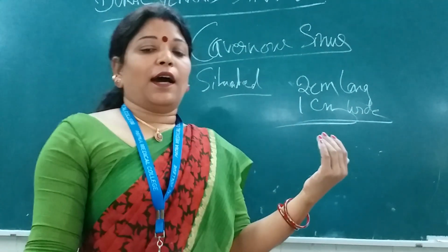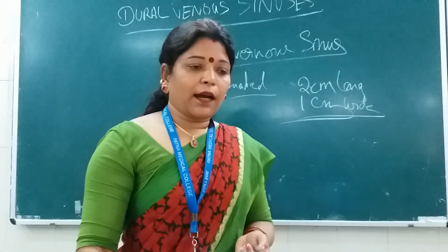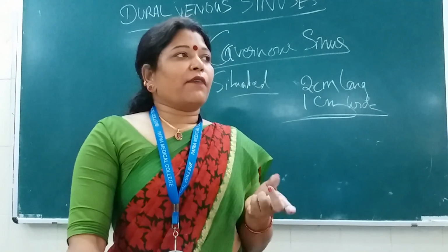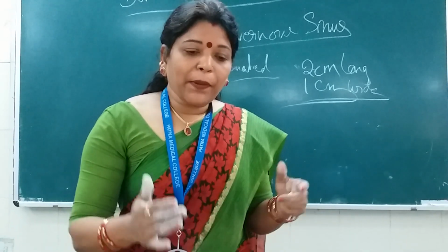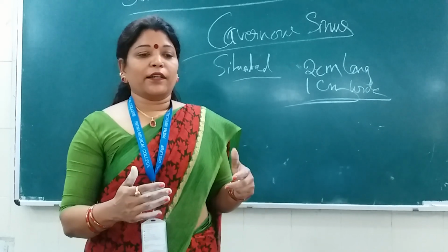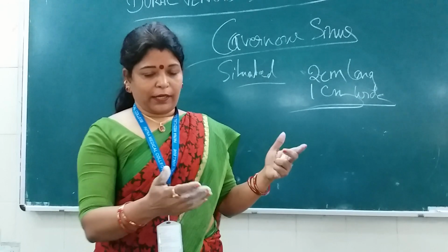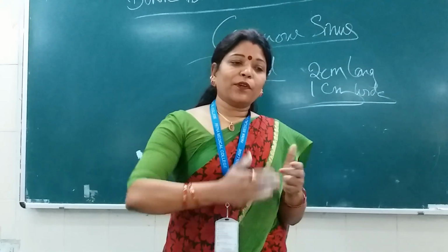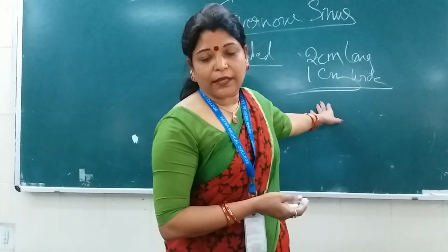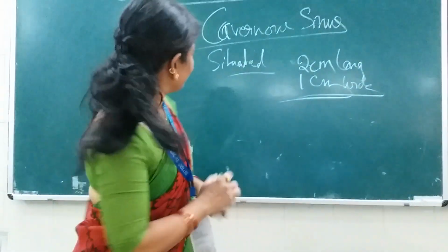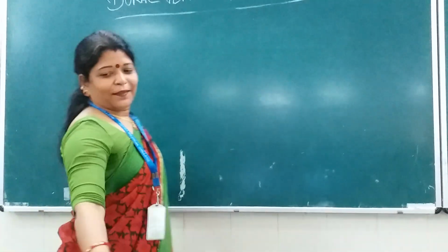Then comes the formation of the cavernous sinus. It is situated in the middle cranial fossa. Then what will be the pattern of the meningeal layer here? Ultimately, it is one of the dural venous sinuses, as all of you know. Then what would be the pattern of the meningeal layer which is going to form the cavernous sinus? Anyone? Between the two layers of the dura, endosteal and meningeal.